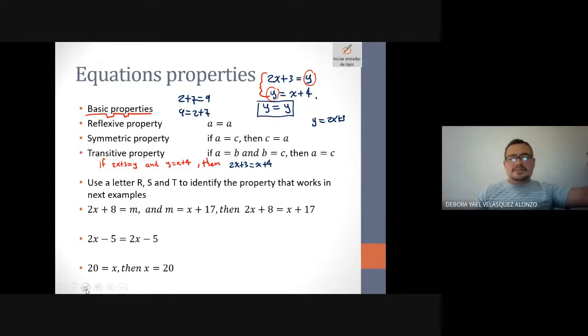Okay, here's a little activity. And if you want to participate, just please raise your hand. We'll give you the word. What I need you to do is identify what property works in here. For example, we're going to identify with the letter R the reflexive property, with the letter S the symmetric property, and with the letter T the transitive property. So what about the first one? Is it R, S, or T?